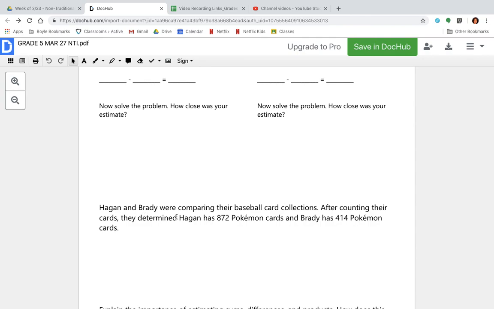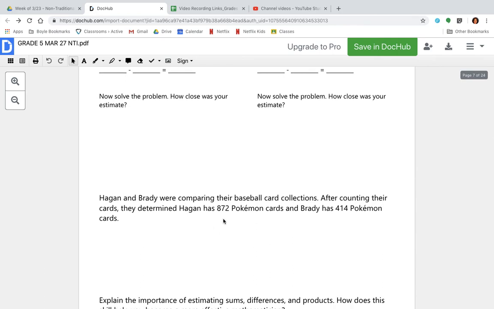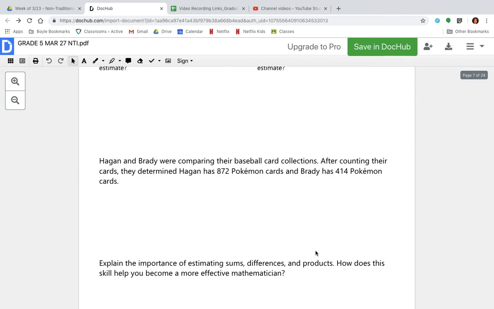Hagen and Brady were comparing their baseball card collections. After counting their cards, they determined Hagen has 872 Pokemon cards and Brady has 414 Pokemon cards. Explain the importance of estimating sums, differences, and products. How does this skill help you become a more effective mathematician?